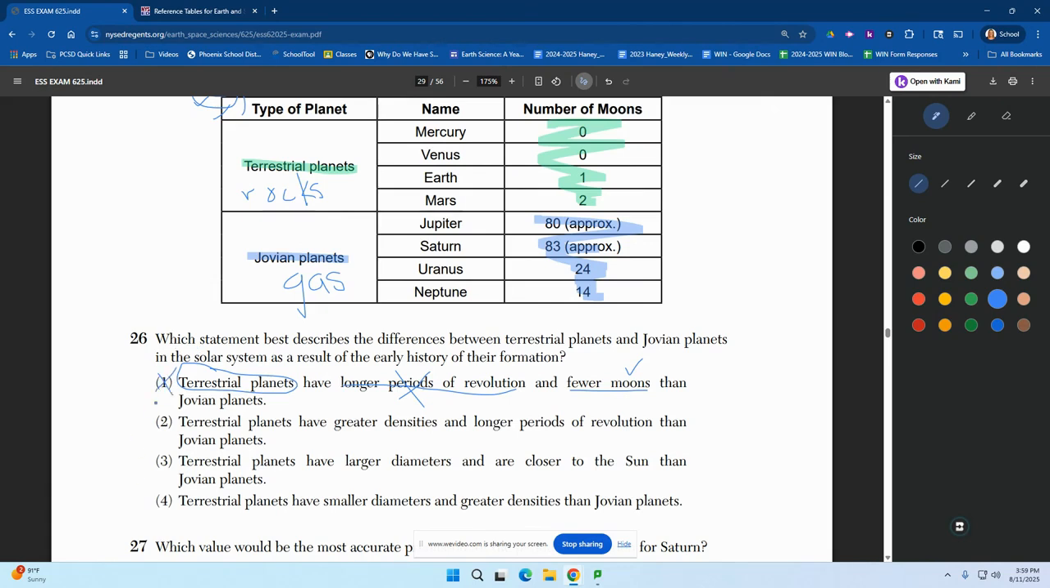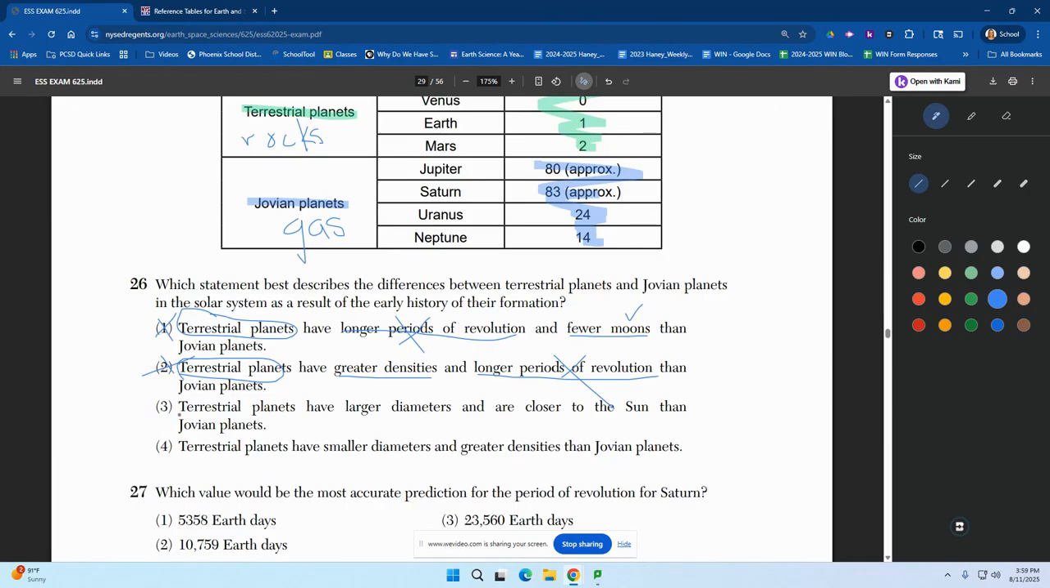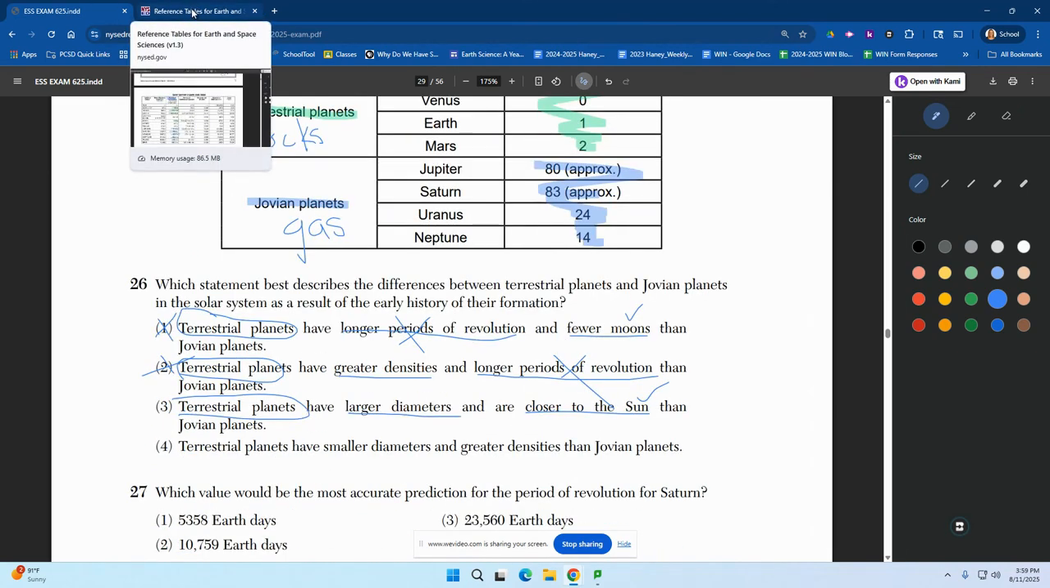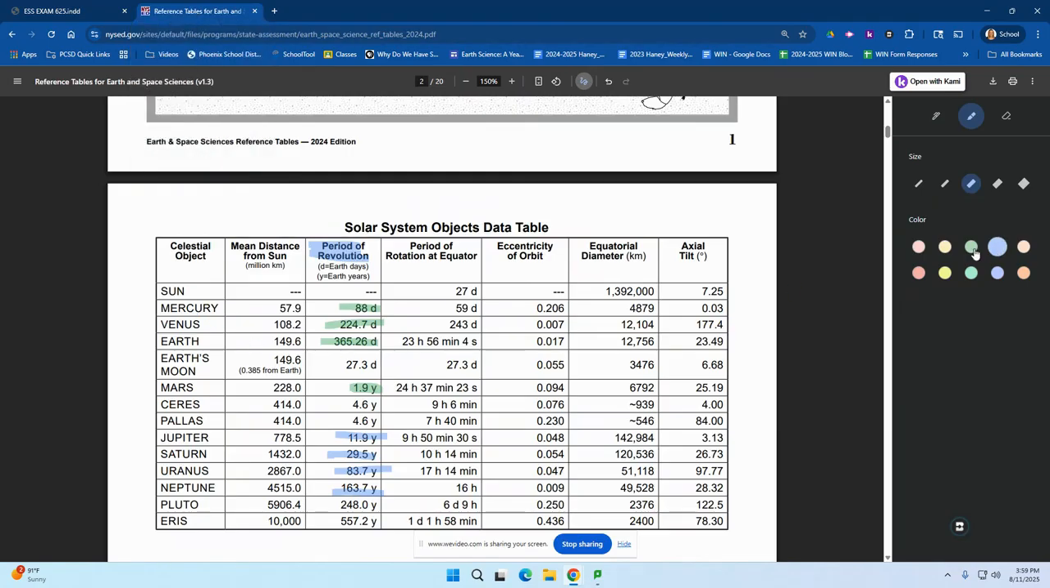Number 2 says terrestrial planets have greater densities, longer periods of revolution, which we just looked at here, right? That's not true, so we're not going to choose that one because we just proved that was not the case. 3 says terrestrial planets have larger diameters and are closer to the sun than Jovian planets, okay? Closer to the sun, I know that. Those are my first 4, so I'm going to say, yep, that's good. I'm going to check that off. Larger diameters, I need to come back to my reference table. So terrestrial, again, my green ones.